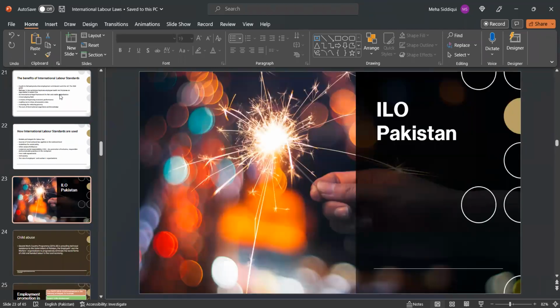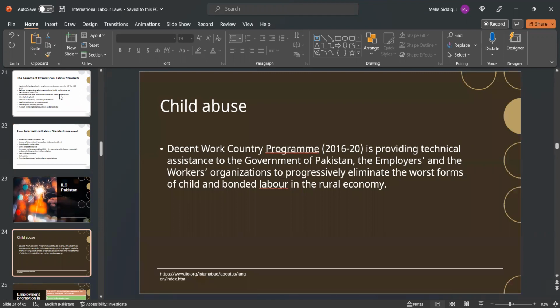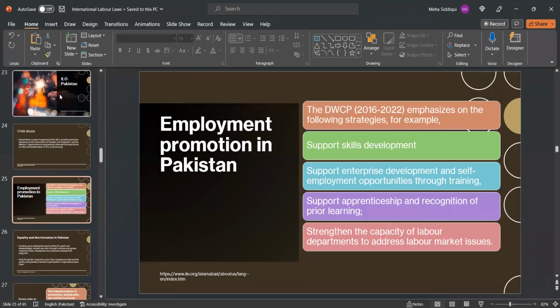International Labour Organization, Pakistan. Child labor. The Decent Work Country Program is providing technical assistance to the government of Pakistan, and to employers' and workers' organizations, to progressively eliminate the worst forms of child and bonded labor in the rural economy.